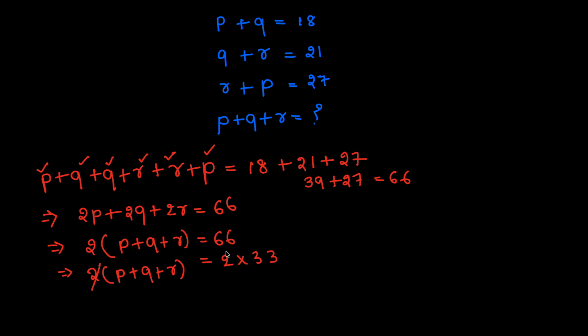Now this 2 and this 2 get cancelled out, leaving P plus Q plus R equals 33, which is our answer.